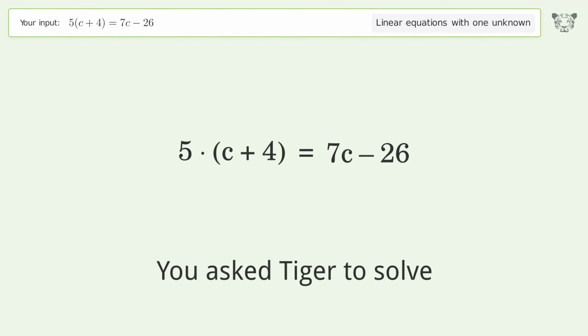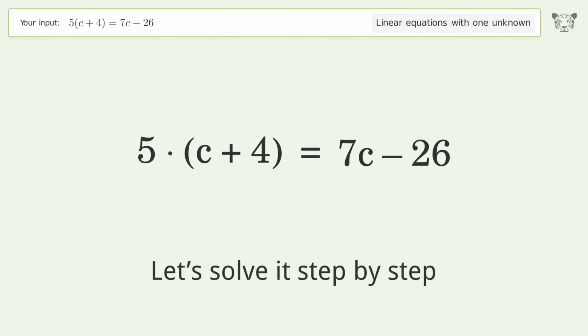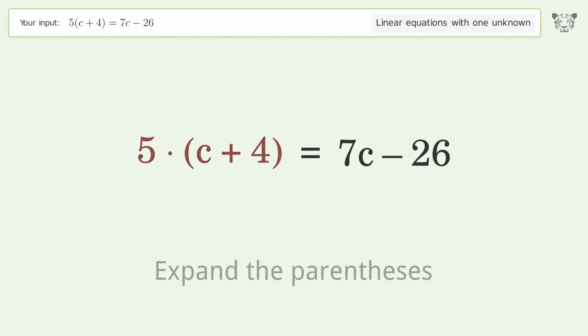You ask Tiger to solve. This deals with linear equations with one unknown. The final result is c equals 23. Let's solve it step by step. Simplify the expression. Expand the parentheses.